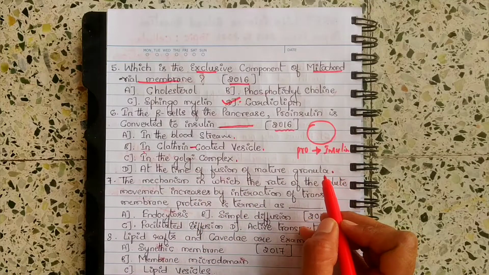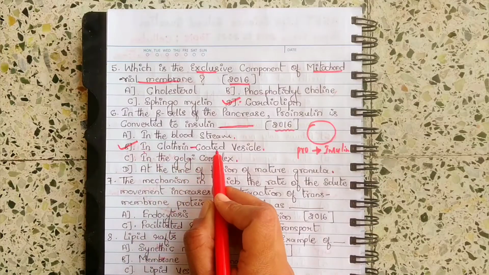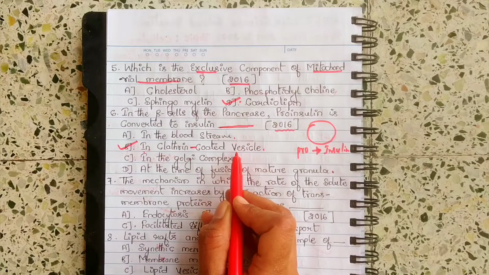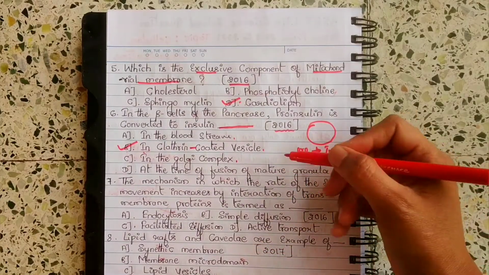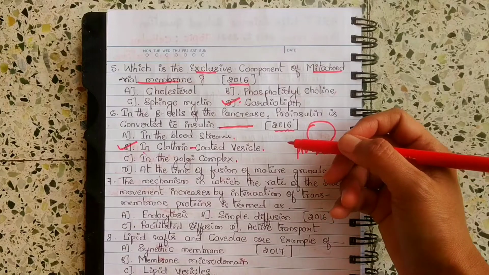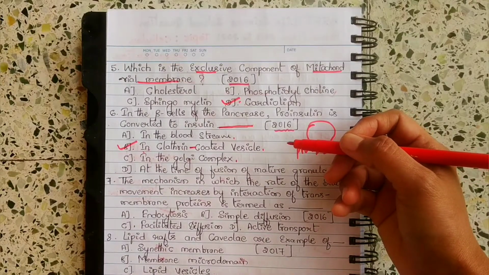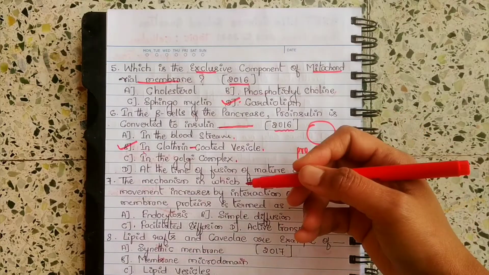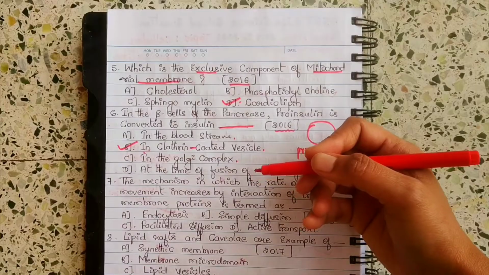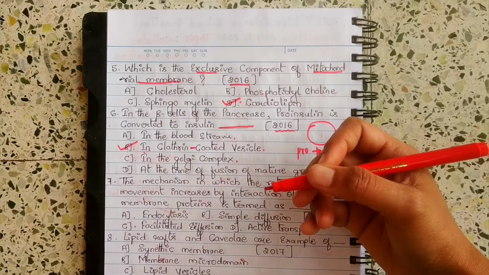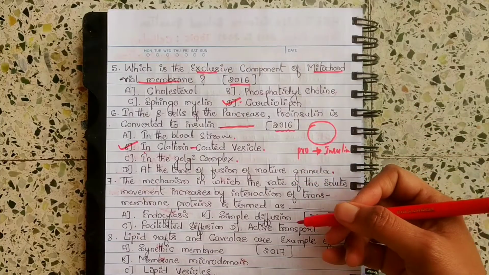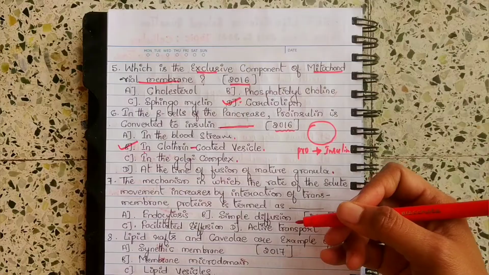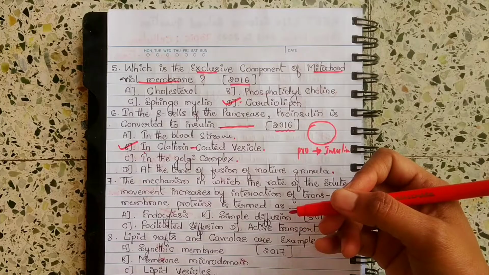The correct answer for this is option B, in the clathrin coated vesicles. As I was explaining in the previous question, these clathrin coated vesicles are nothing but receptor mediated endocytosis. What is endocytosis? Endocytosis is the process by which cells take in substances from outside of the cell by engulfing them in a vesicle. There are three types: phagocytosis, pinocytosis, and receptor mediated endocytosis. An example of the third one is clathrin coated pit mediated endocytosis.